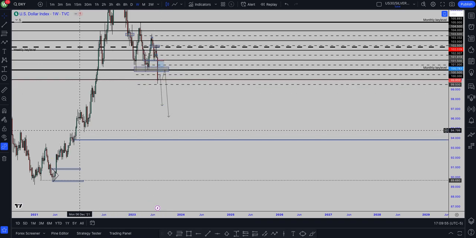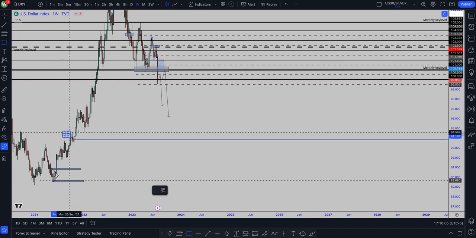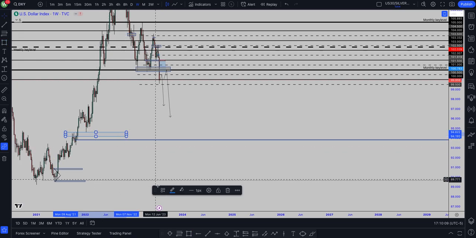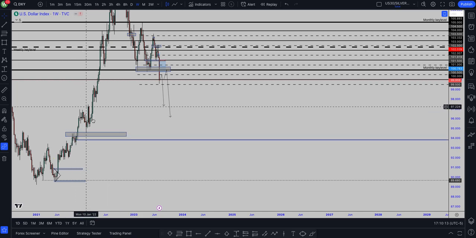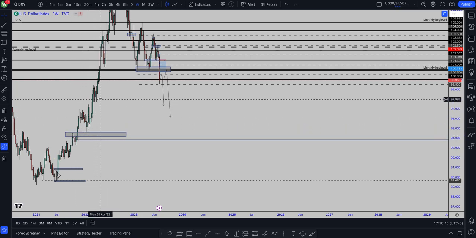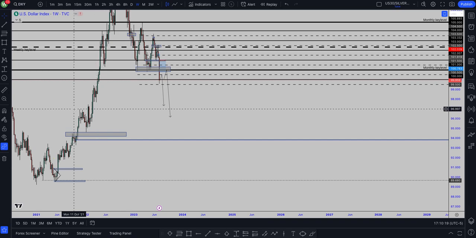Just like this, you see how the market broke above here, and what happened? It came back down to retest it. So if you put something like a zone here, for example, right here, and you call this a zone, you can see the market broke above it, came back to retest, then continued pushing all the way up. So that's just what happens in the market.